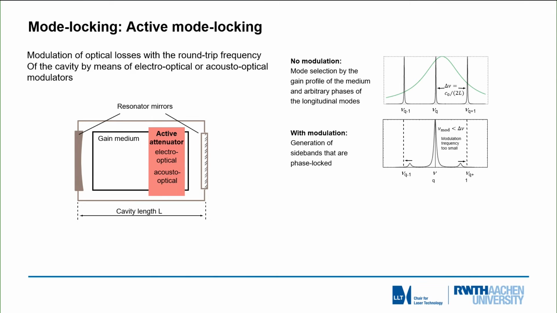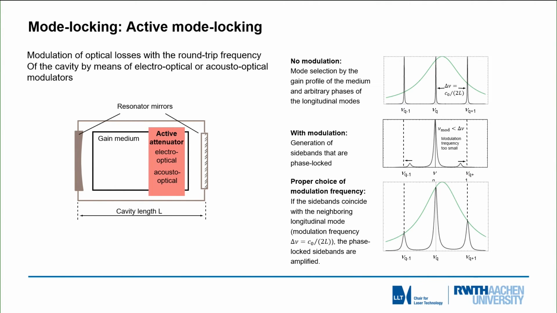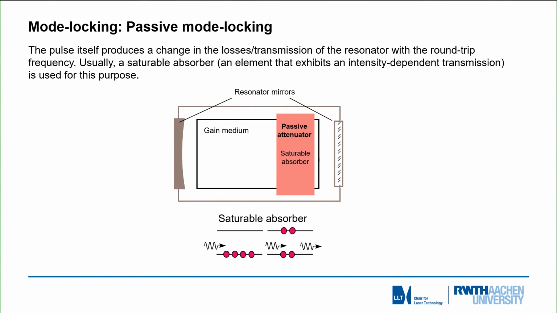If we modulate with some arbitrary frequency again, we have not the resonance case. If we modulate with the round-trip frequency, we get the direct dissipation of energy from each mode into its neighbor modes. So besides acousto-optical modulators and electro-optical modulators, we also can use passive modulation, like the saturable absorber, which I explained before.